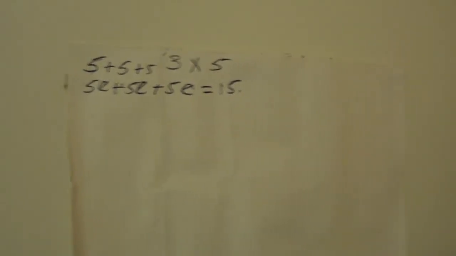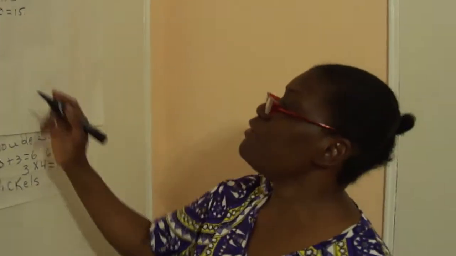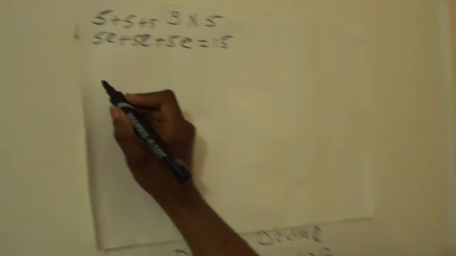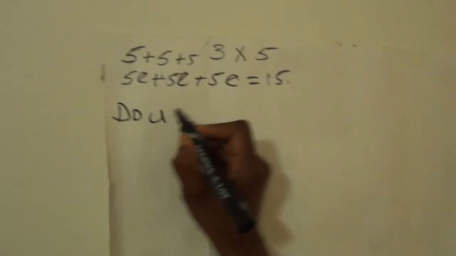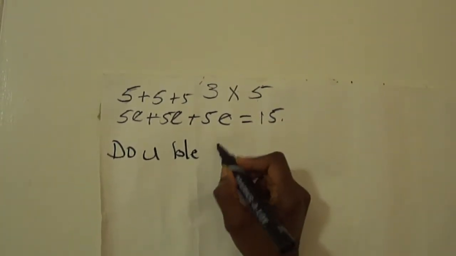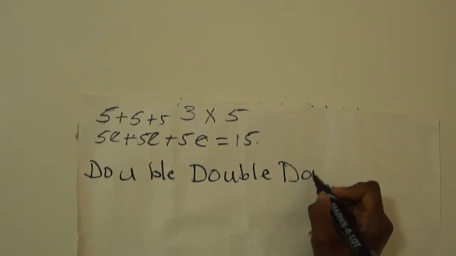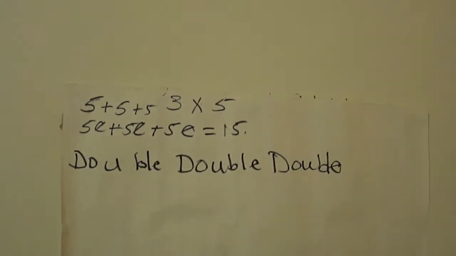Okay? And then we do the table of 8. The table of 8 is called double, double, double. Why do we call it double?